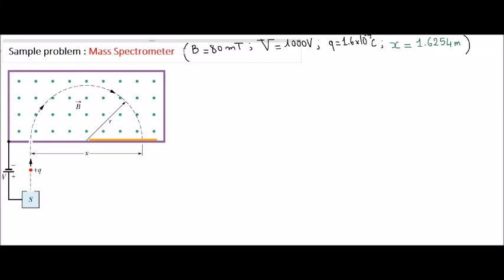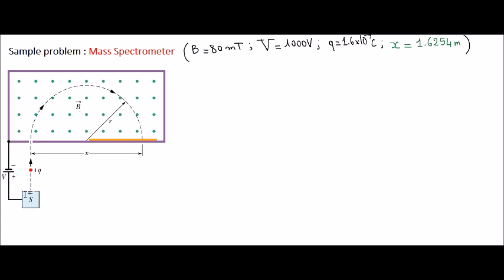Hi, so now we will talk about the mass spectrometer, a very important technique in science. This spectrometer is used to measure the mass of ions, very tiny objects. It can even measure the mass of different isotopes of the same element. How does it work? The mass spectrometer has three important parts.